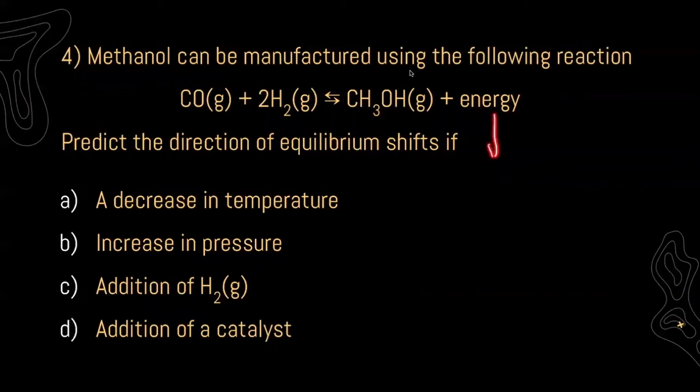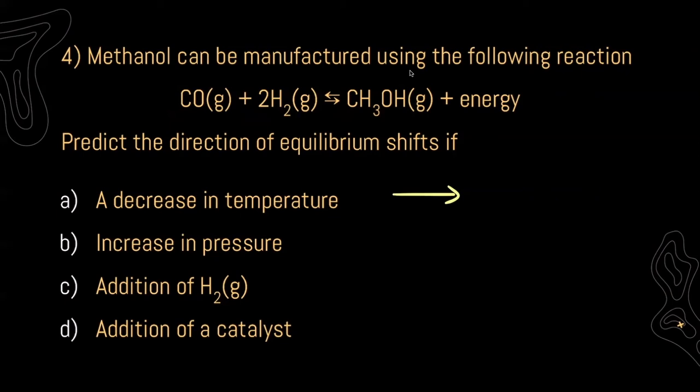If we are lowering our product side, that means our seesaw would go towards the left. Our reaction is going to head towards the direction of our products. B, if we increase our pressure on our reactant side, we have 3 moles in total. On our products, we only have 1.